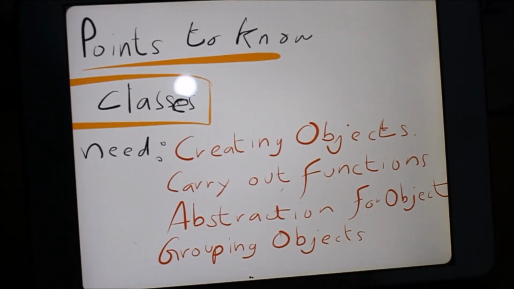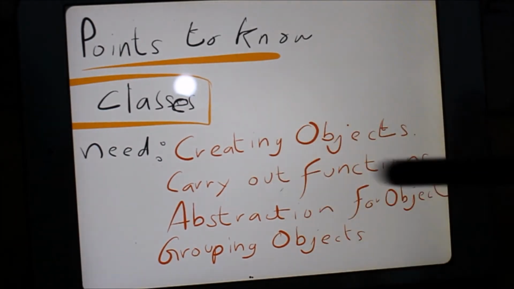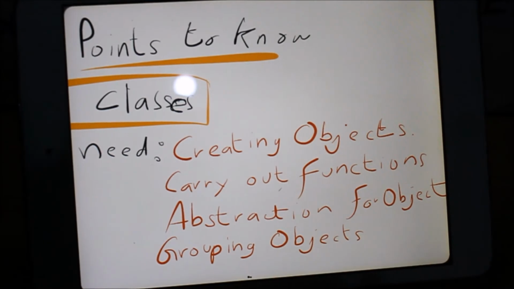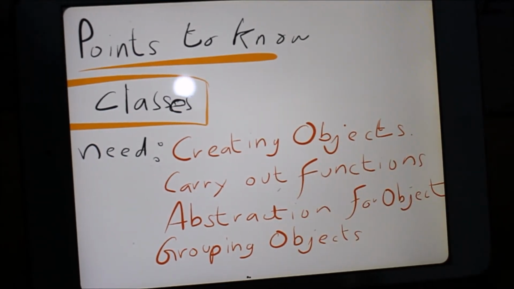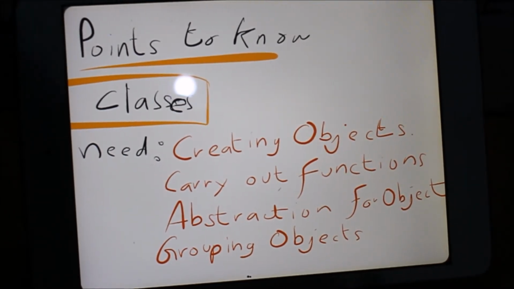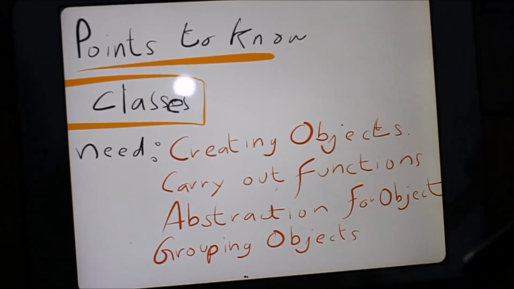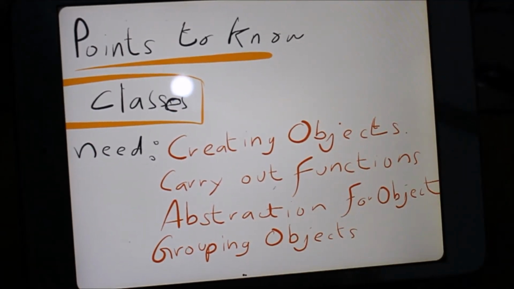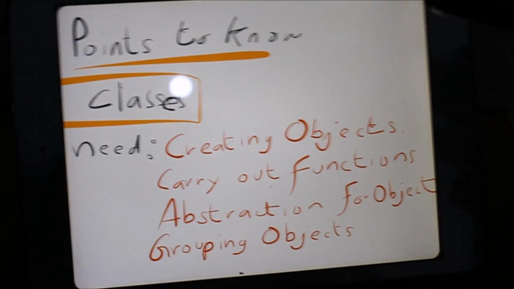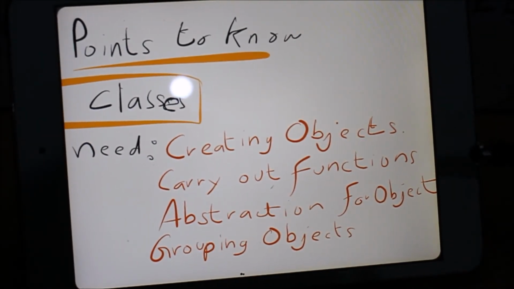So, points to know. The classes. Need for class is to create an object, carry out the functions, abstraction for an object, and grouping the objects. Creating objects is the object factory, that is a class. It uses the statements you give and the values you give. Carry out function, that is, after creating an object, it uses those same objects to carry out the functions.